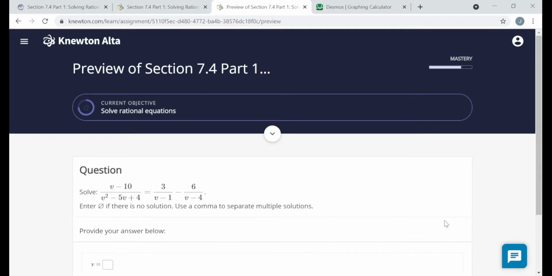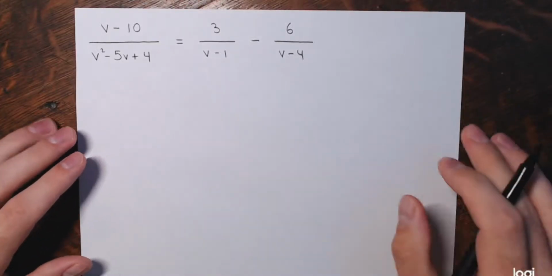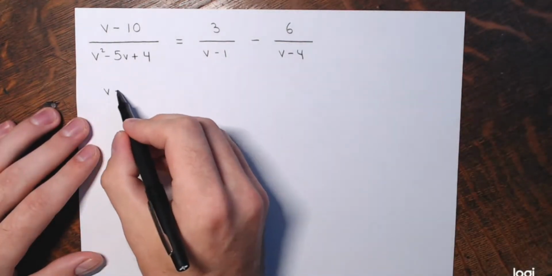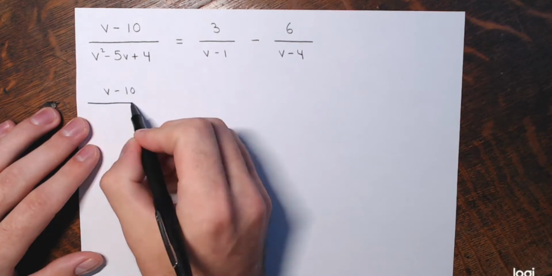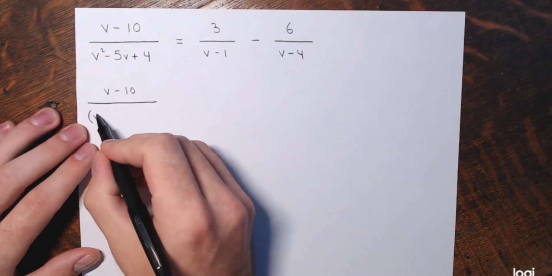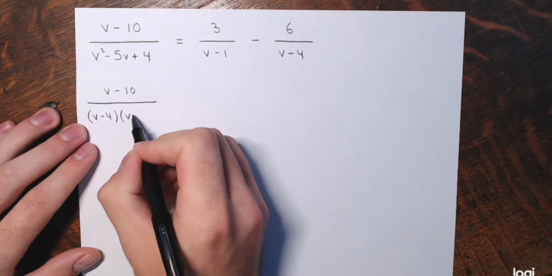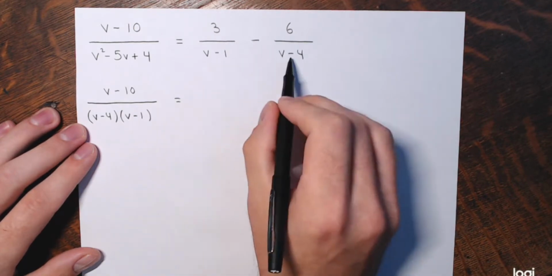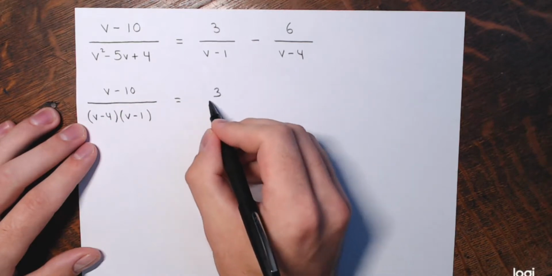So looks like we're finishing the objective, solve rational equations. So once again, I'm going to write this out, and we'll find our solutions if we can. All right, so here I'm solving for v. First thing, right, factor all the denominators. So on the left side, we have v minus 10 in the numerator. V squared minus 5v plus 4 would factor to v minus 4 times v minus 1. And we have equals, and then these denominators, v minus 1, v minus 4, those are already factored completely.